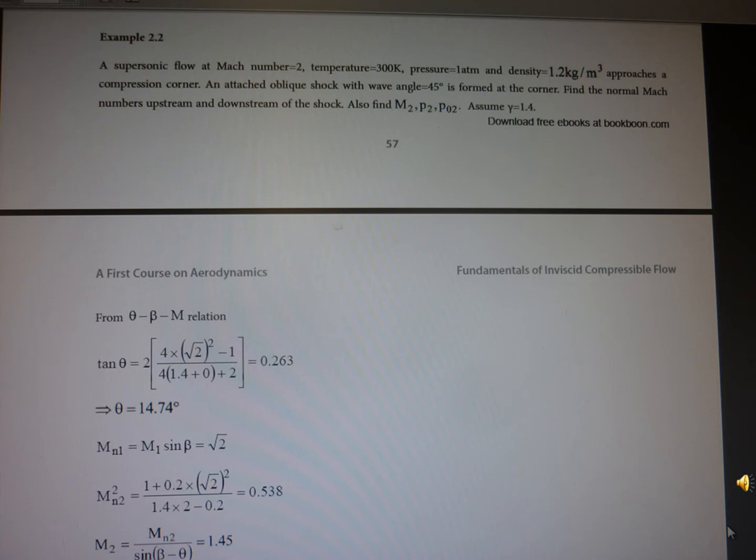Find the normal Mach number upstream and downstream at the shock, and also find M2, P2, PO2, and assume gamma equal to 1.4. So then we can write down the equations. In this case, we have to utilize the theta, beta, and M relationship. So this relationship equation has to be utilized.